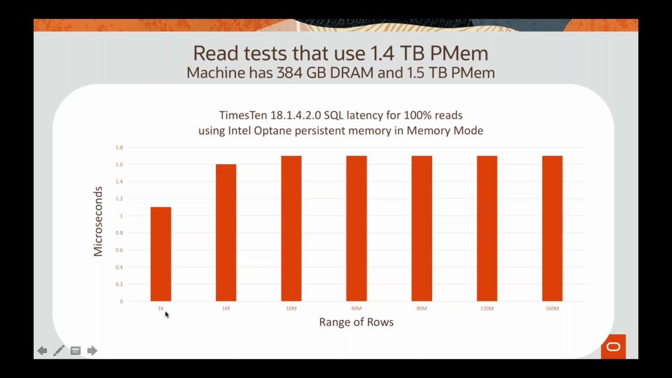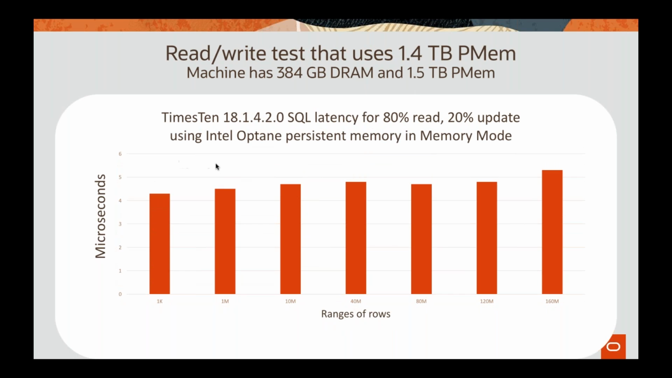So the best case possible was about 1.1 microseconds. The worst case was about 1.7 microseconds. So this wasn't necessarily what I expected, but it just shows how good or how efficient the Optane persistent memory manager is, because the latency wasn't really affected by the working set size. From worst case, where the working set was all of the persistent memory, down to virtually nothing, there was very little difference. That was for reads, same for writes.